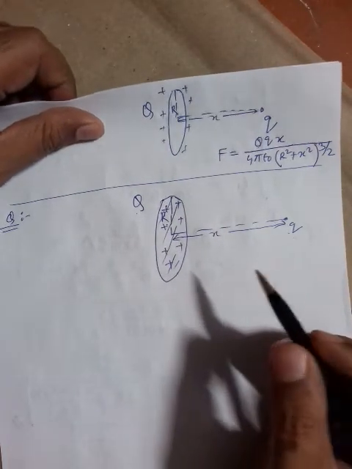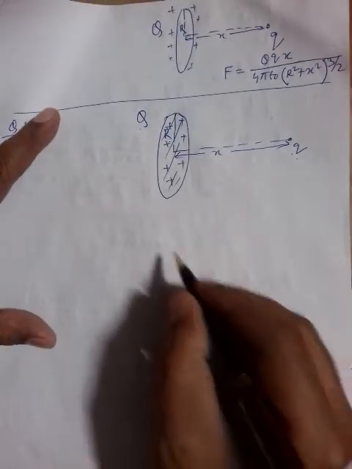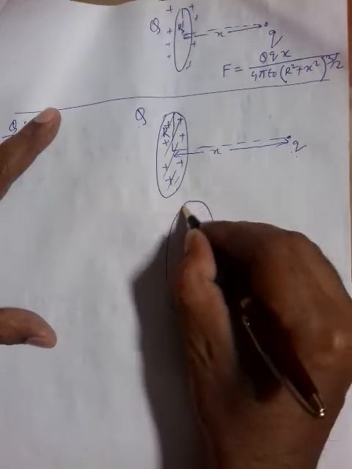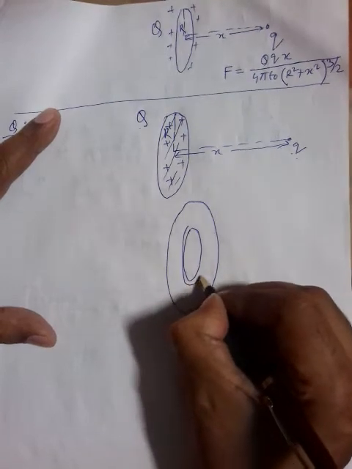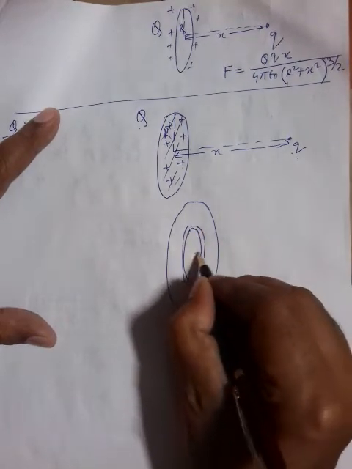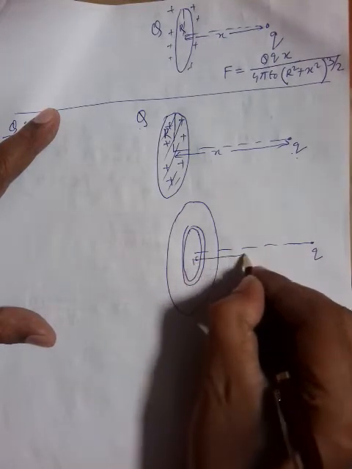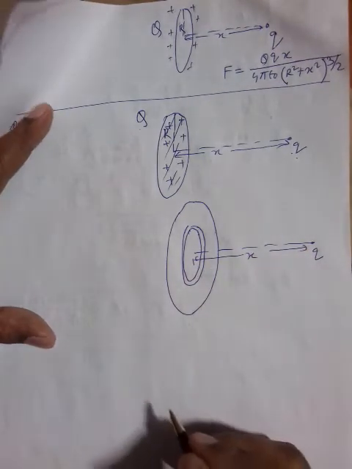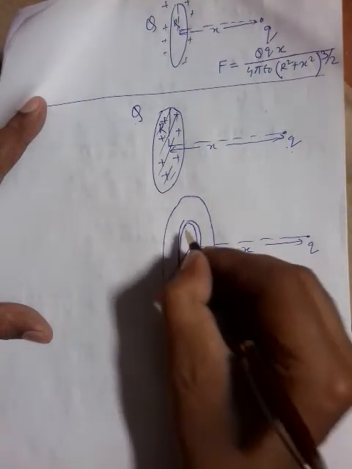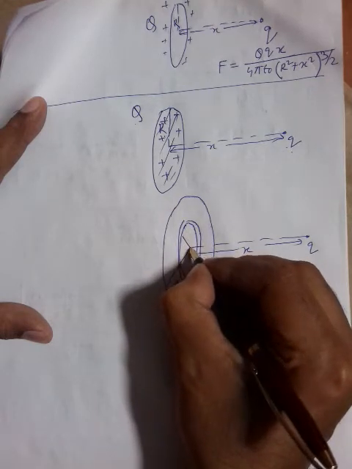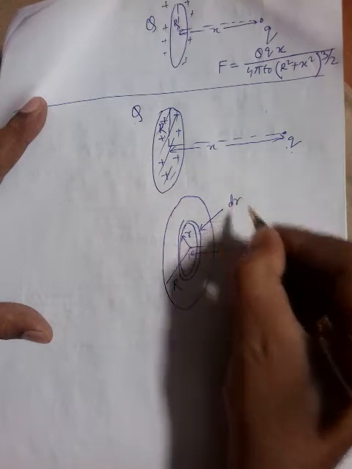We can consider this disc is made up of some circular rings. I am drawing it separately. Say this is my disc. I am assuming the disc is made up of circular rings like this. The point charge q is present at some x distance. I am not altering this part. The radius of the whole disc is R, and I am not changing that radius. Just what I am assuming is that the disc is made up of circular rings like this.